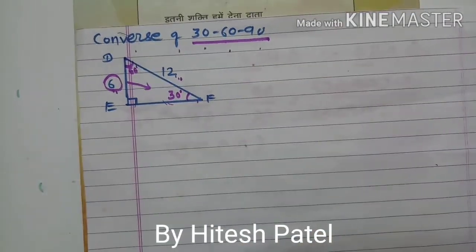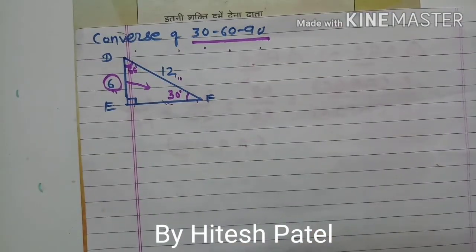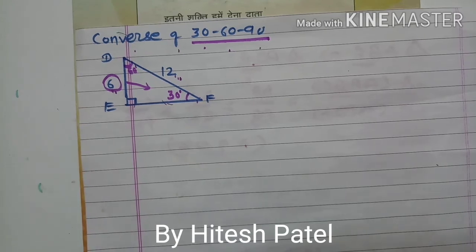Now in the next video we are going to prove the Pythagoras theorem and similarity in right angle triangle, the geometric mean theorem.